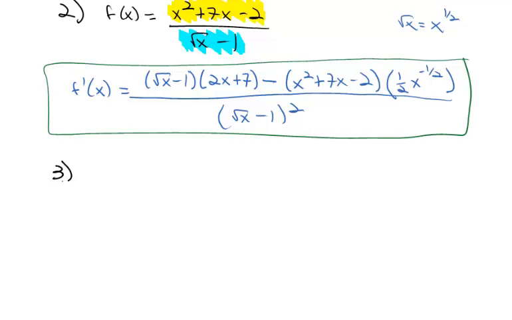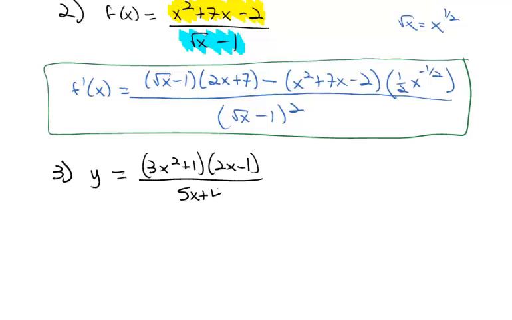I want to do one last quotient rule problem, but this one we're going to make a little more exciting because we're going to combine the quotient rule with the product rule. We're going to see all these pieces together. So y is equal to 3x squared plus 1 times 2x minus 1 all over 5x plus 4.